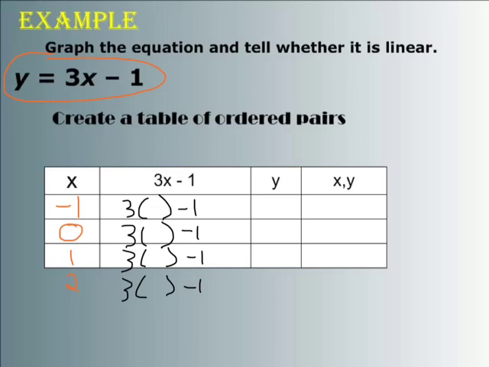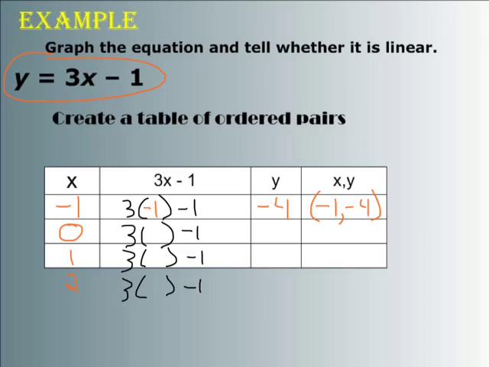We are going to begin by plugging in a -1 here. When you multiply a positive 3 times a -1, you get a -3. And then -3 minus 1 is -4. So you end up with an ordered pair. The x you inputted was a -1, and when you worked it out, you ended up with a y value of -4. That's your ordered pair that you're going to graph.